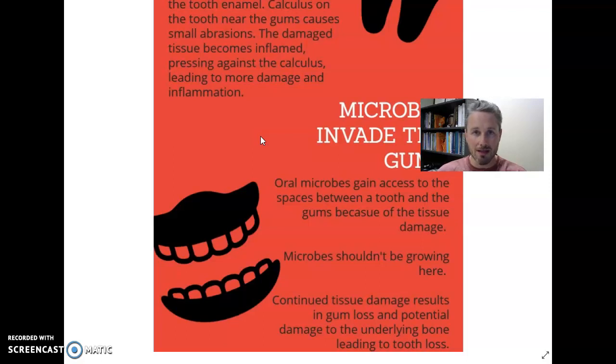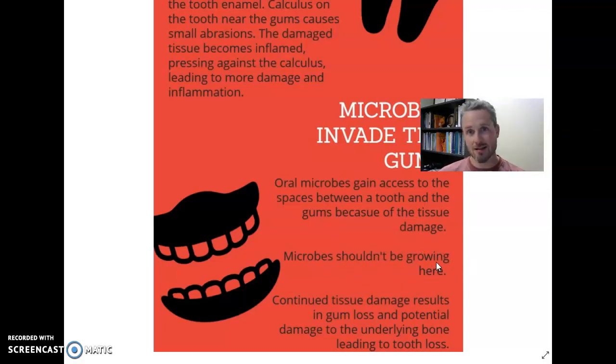So now there's a little space between my tooth and my gums where my gums should be filling in, but I lost some of that tissue because it was getting damaged for a prolonged period of time. And now there's a little gap where bacteria can sneak in and grow. So my mouth is full of microbes. Some of those microbes would love to penetrate down into these little gaps between my gums and my teeth and grow there. So microbes invade those spaces that were created because of the gum damage. They now grow in that space. They shouldn't be growing there.